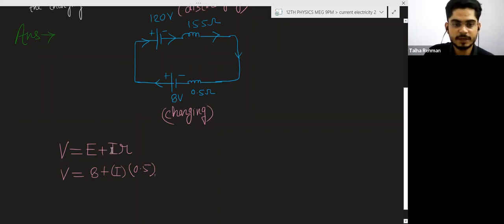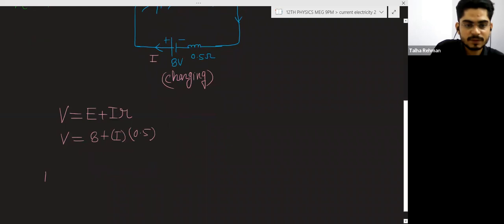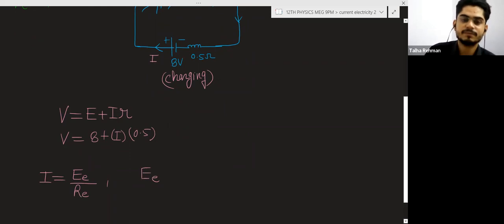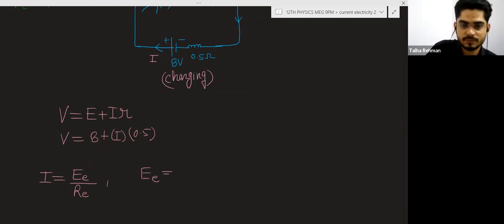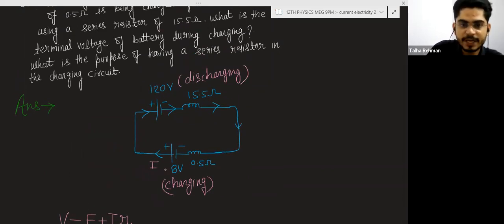Here I don't know I, R is this, internal resistance is this. So now we will calculate the current I. As the wire is same, the current will be same. So how will you calculate the current? For calculating the current, you will require the equivalent EMF and the equivalent resistance. How will you calculate the equivalent EMF? You have two EMFs, and I have told you, take the higher EMF as positive and lower EMF as negative.